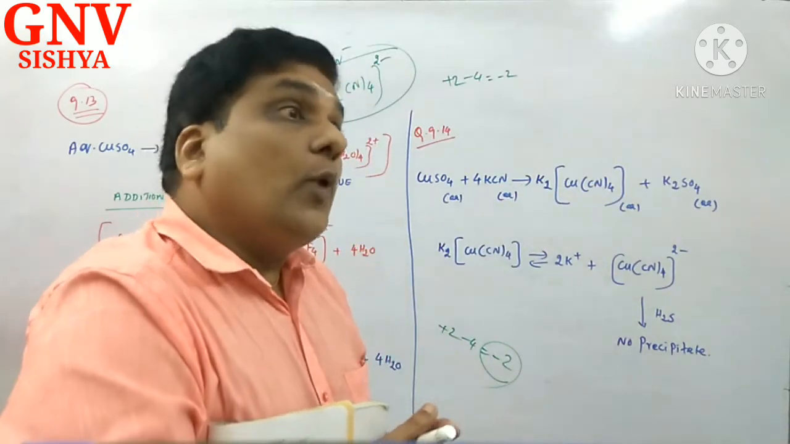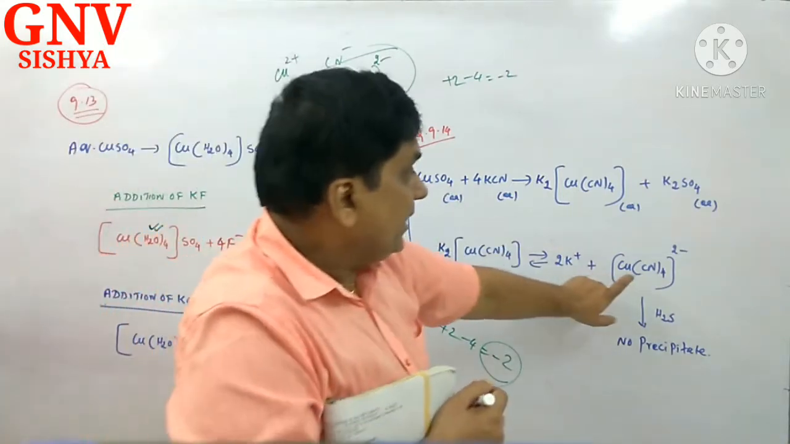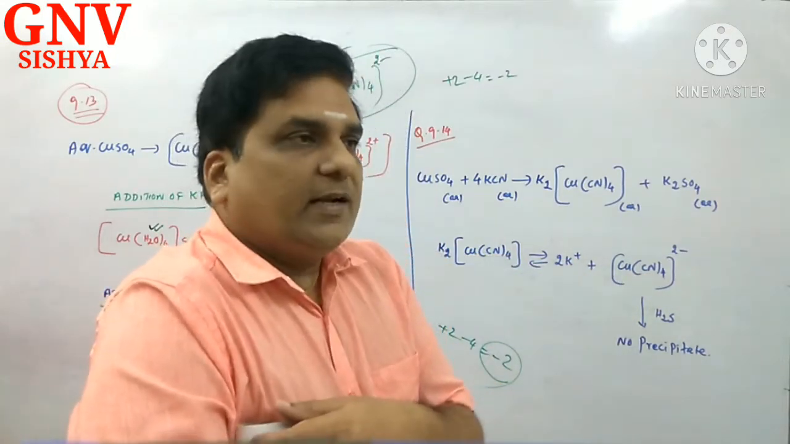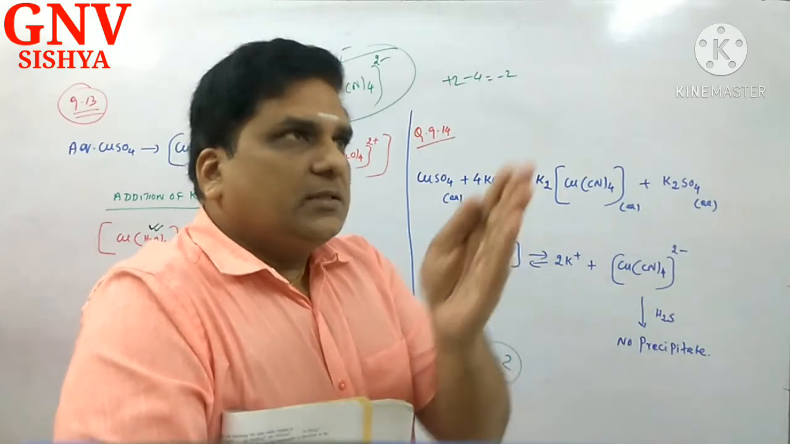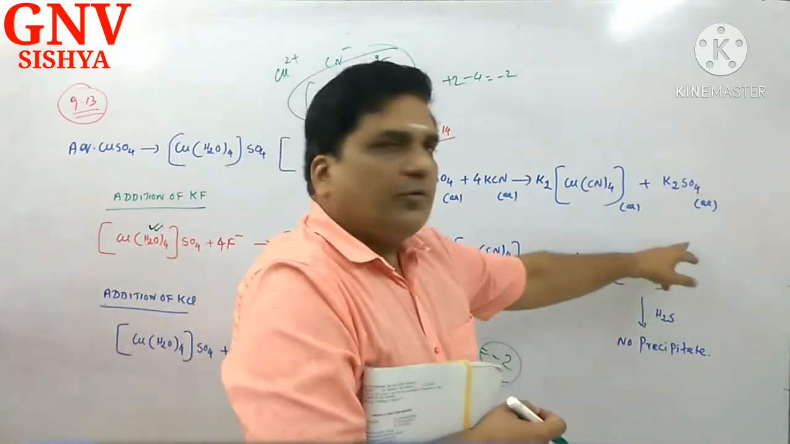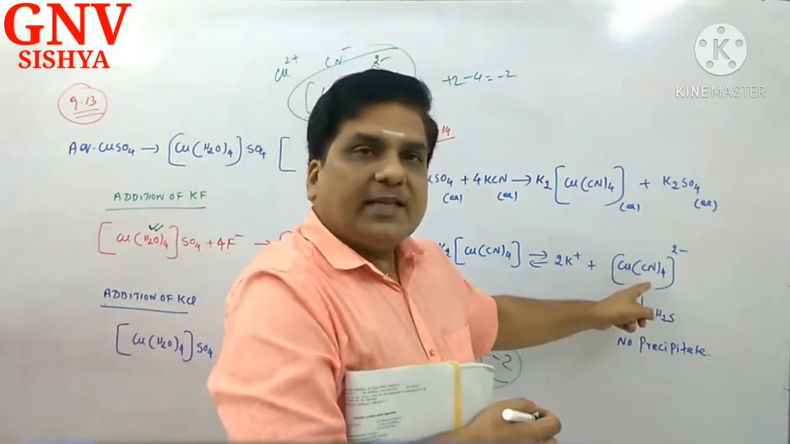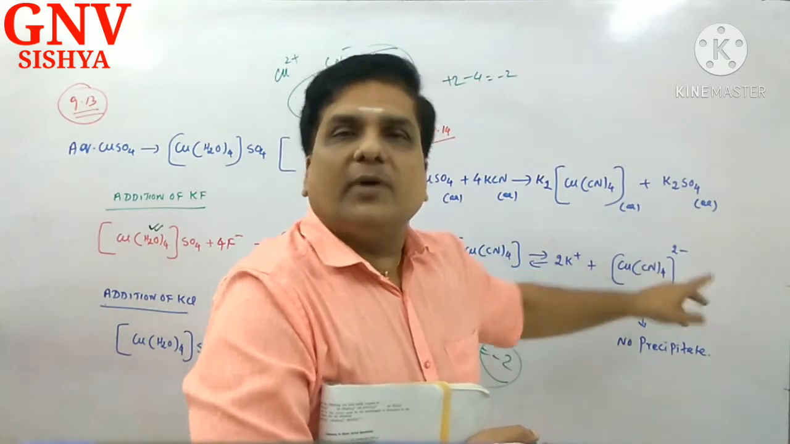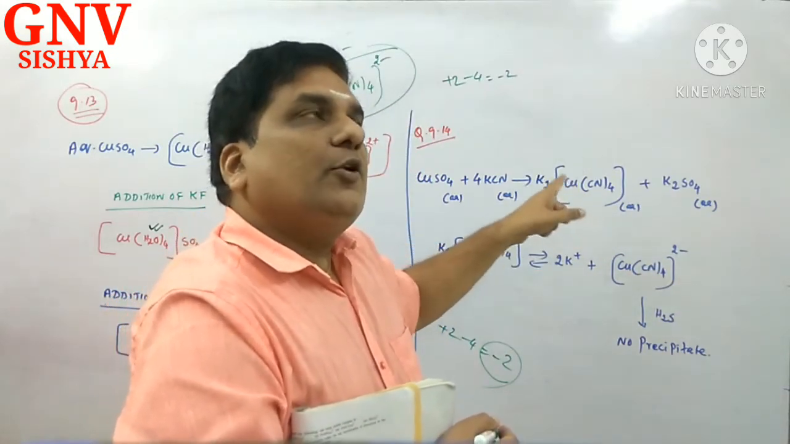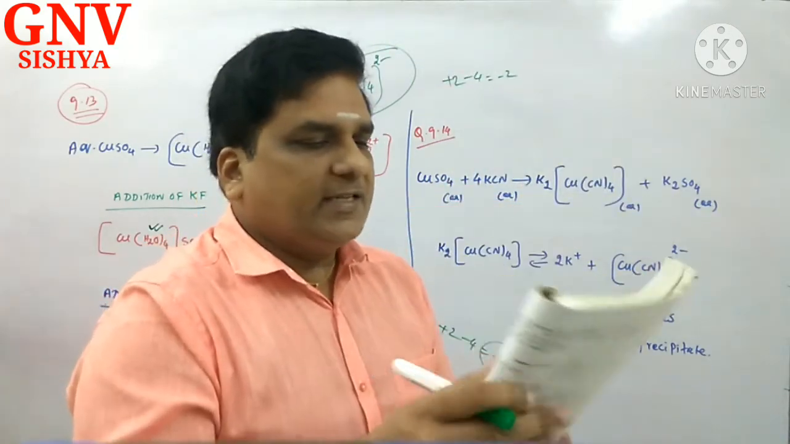The question is, what is the complex entity, coordination entity? You should mention this only. This is the coordination entity. Suppose in examination you are forgetting, you write like this: Cu, CN 4 times. Correct? This is plus 2 minus 4, minus 2. [Cu(CN)4]2-. Correct? Can you name this coordination entity? Tetracyanidocuprate(II) ion. What is the name of this complex? Potassium tetracyanidocuprate(II). The question is, what is the coordination entity formed?